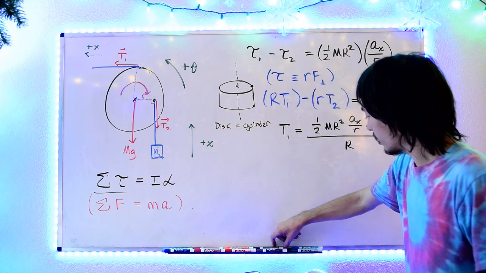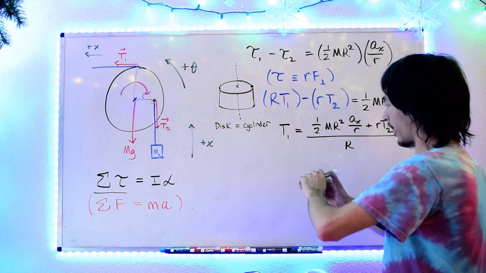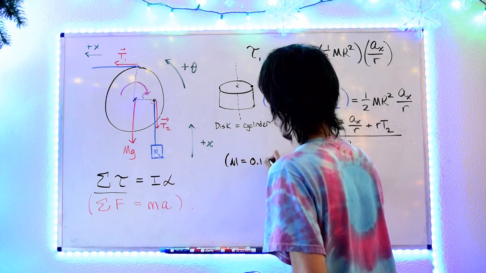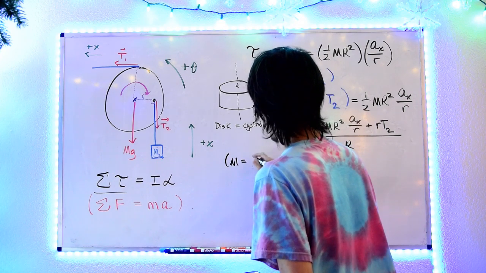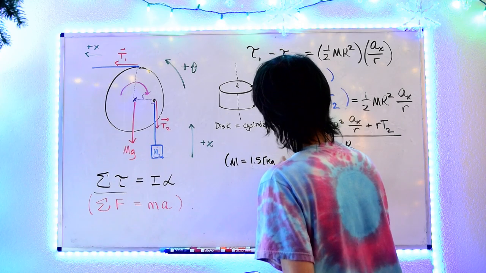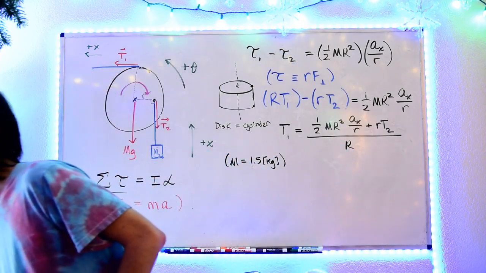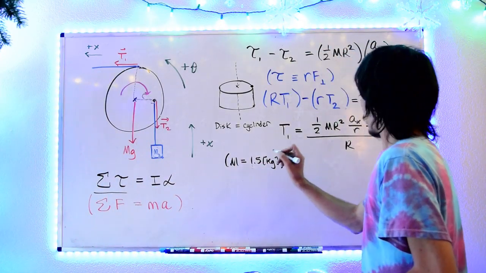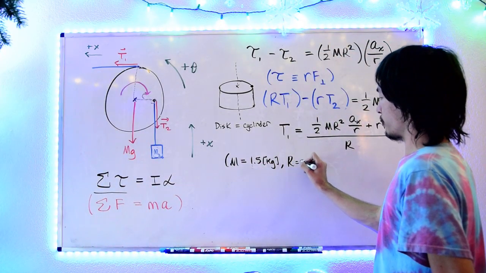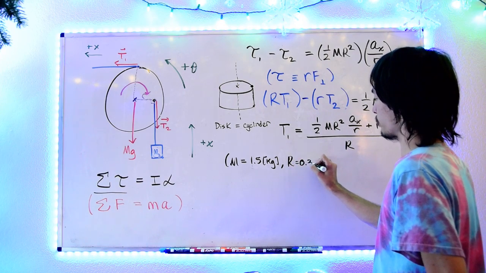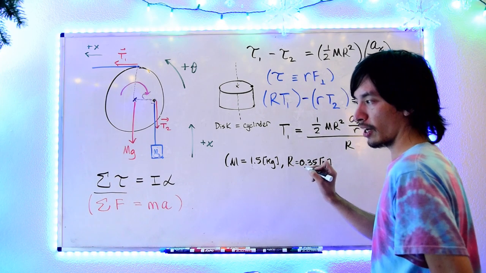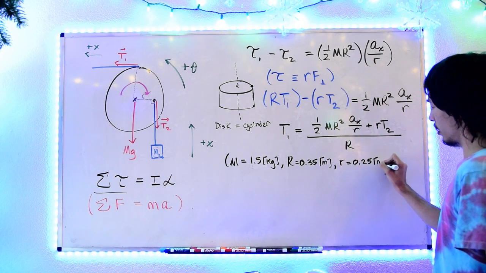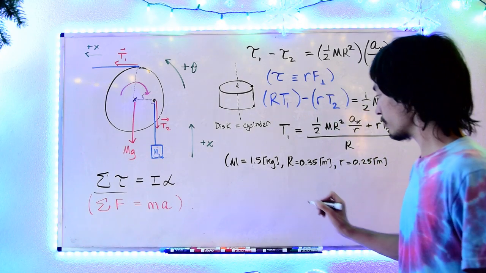And the values you plug in are the following. You say that the mass of the pulley is given as, I think, 1.5 kilograms. So 1.5 kilograms. Yeah, it's 1.5 kilograms. We have the bigger radius is, is it 0.35? I think it's 0.35. It is. The small radius is 0.25, both in meters.